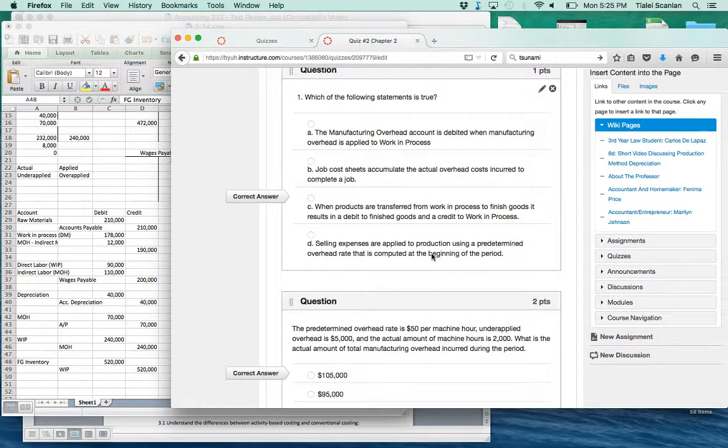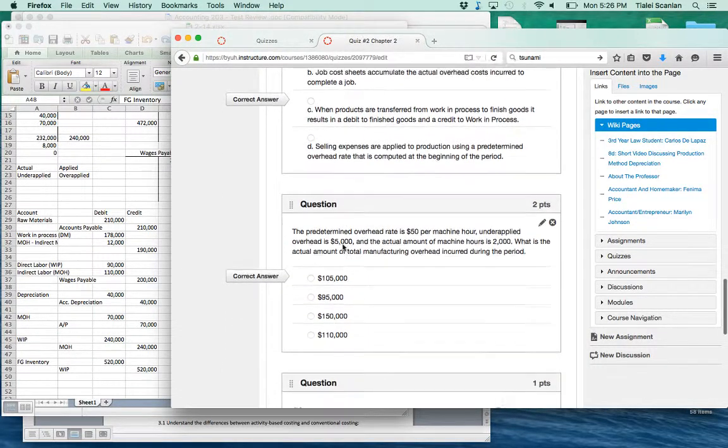C is correct. Selling expenses are applied to production using a predetermined overhead rate that is computed at the beginning of the period. So the predetermined overhead rate is for your overhead accounts, and selling expenses are a period cost rather than a product cost. So that one's definitely not correct.